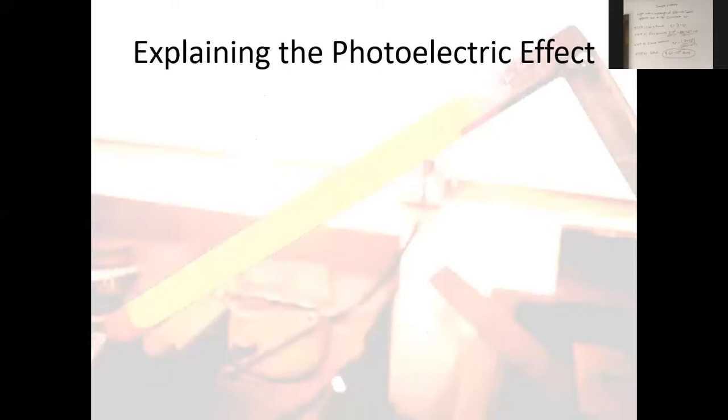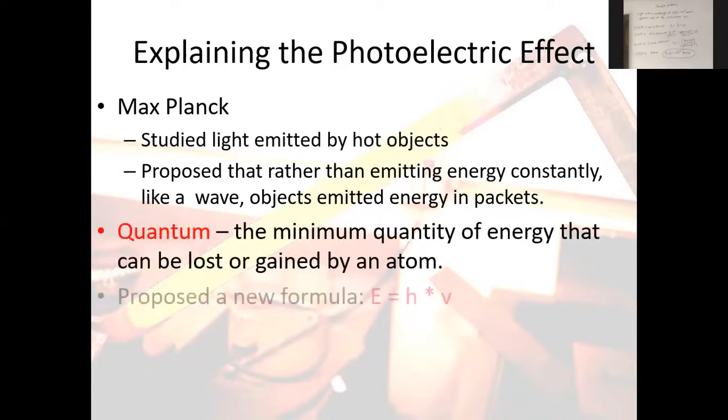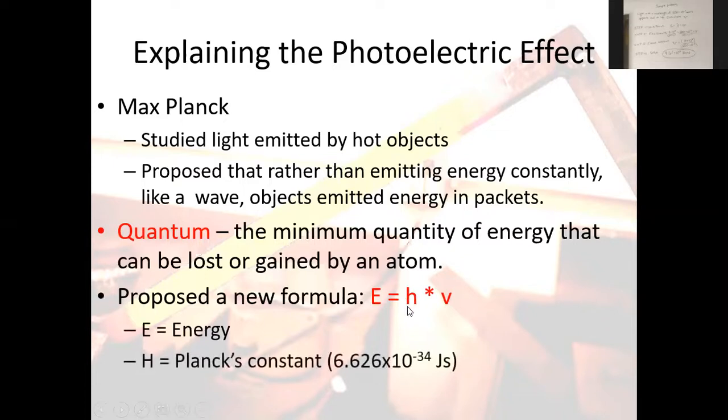Okay, so there was this guy, some genius, Max Planck, oh man, I wish I was him. He studied how light is emitted, and then he developed the quantum theory: the minimum quantity of energy that can be lost or gained by an atom. And he proposed a formula, all right? E is energy. H is Planck's constant. We call it Planck's constant because he came up with the idea.